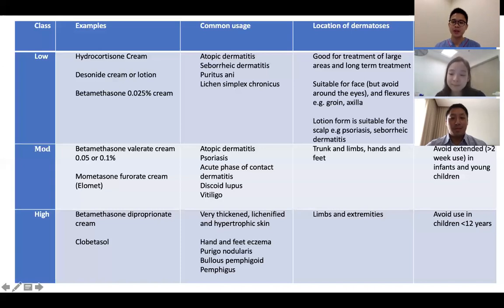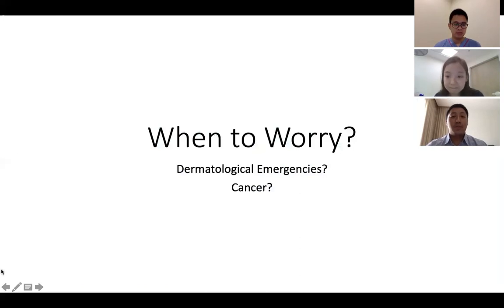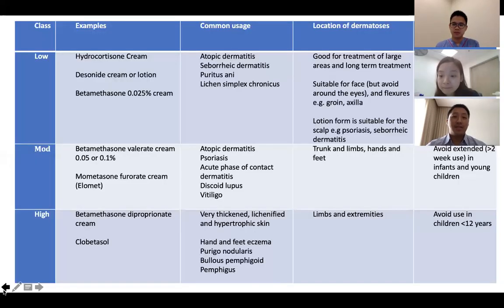Okay, thank you. Is there a role of any topical steroid sparers? Or I guess there are two parts to this. One is, are there any topical steroid sparers? And two is, when do we consider oral steroids if we're talking about steroids in general? Okay, so first about the steroid sparers.